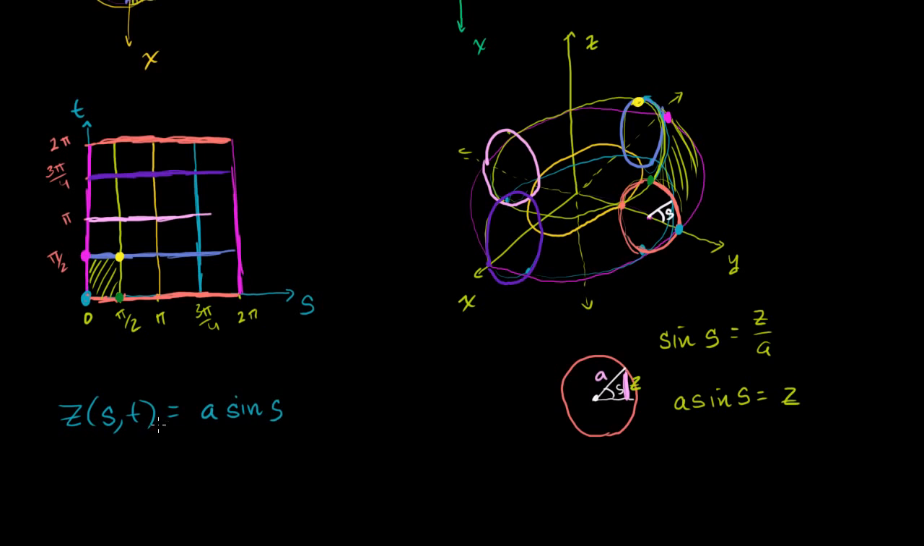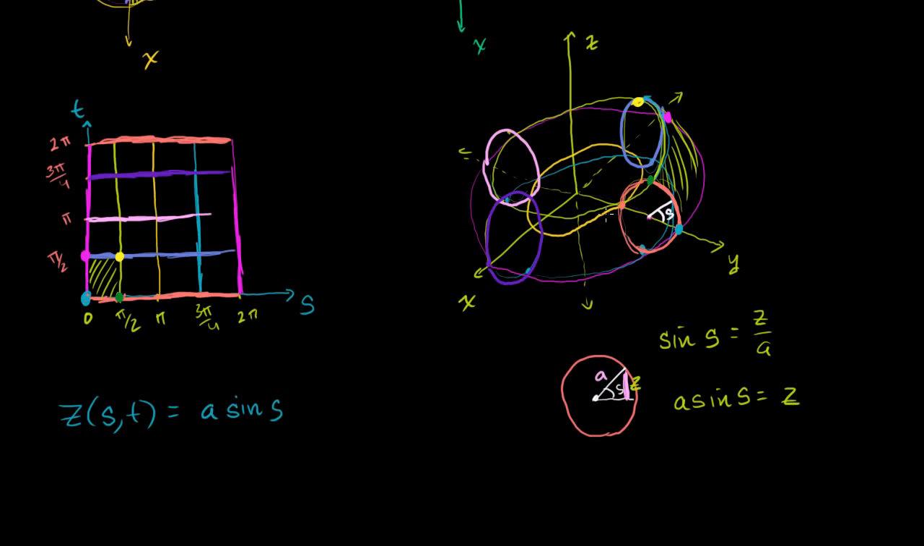Not too bad. Now let's see if we can figure out what X and Y are going to be. Remember, Z doesn't depend on how much we've rotated around the Z-axis. What matters is how much we've rotated around the circle. If S is 0, we're just going to be in the XY plane. Z is going to be 0. If S is pi over 2, or up here, then we're going to be traveling around the top of the donut.